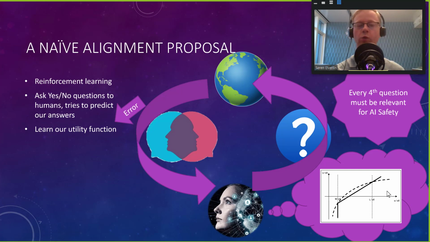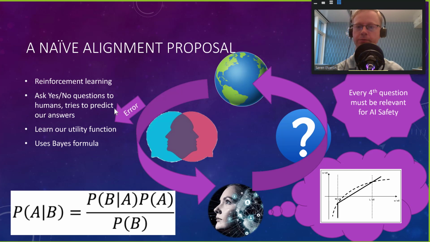This is where the error is, because to what extent humans can be said to have a utility function is somewhat a topic of discussion, but in the most narrow way, I think it's quite clear that humans do not have a utility function. So that's why I call it a naive alignment proposal, because we're trying to learn the human utility function, and humans probably don't have a utility function.